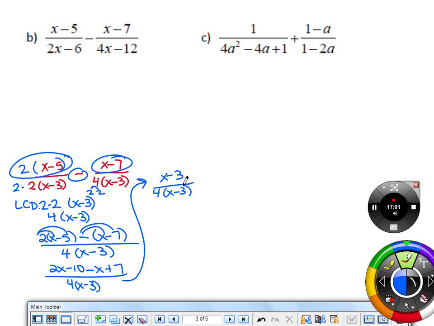Okay. So when you cancel out this x minus 3 in the numerator and there's nothing left, what factor is really left there? 1, because this really could have been multiplying a 1 and no one would have seen it. So your solution here, or the simplified version of this problem, is 1/4. Okay?